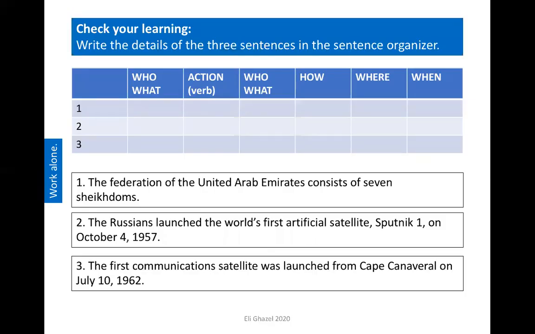Now, here is your turn to do the same thing. You have 3 sentences here. Your job is to write the details of the 3 sentences in the sentence organizer. So number 1, what's the who, what? What's the action or the verb? What's the who, what, the how, the where, and the when for each of the 3 sentences?